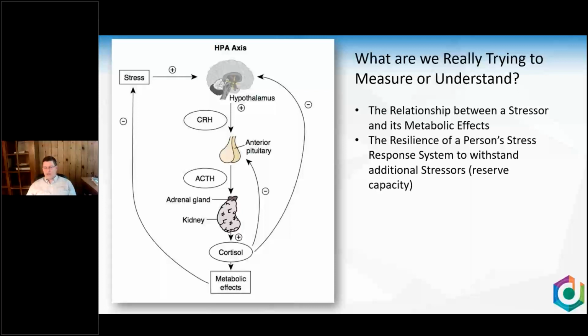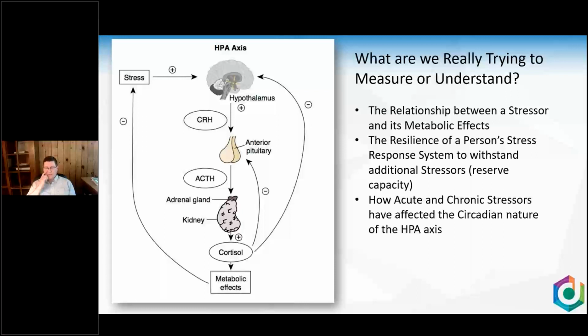And are they at the very end where they're going to have a really difficult time, or do they have a lot of resiliency left in the HPA axis? We'd also like to know how acute and chronic stressors have affected the circadian nature of the HPA axis. Now, obviously, this talk here today is about diurnal rhythm, so this is something they're going to talk about.